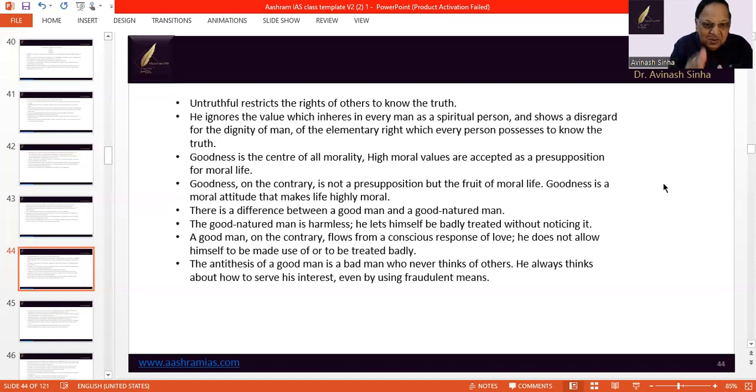The antithesis of a good man is a bad man, who never thinks of others. He always thinks about how to serve his own interest, even by using fraudulent means.